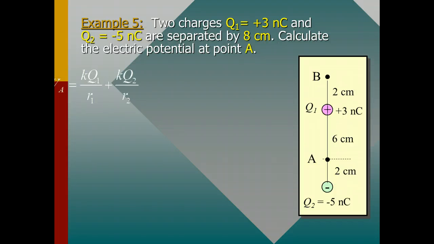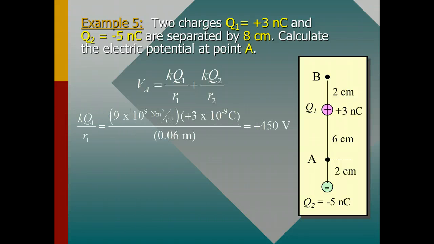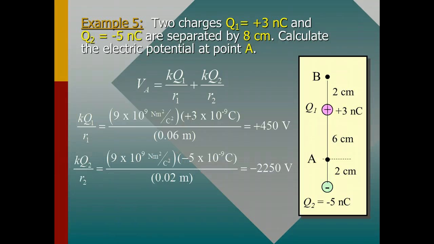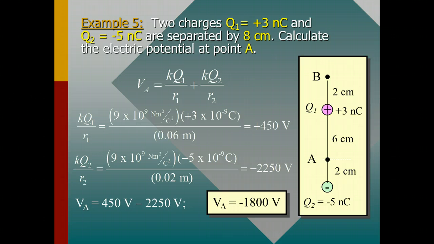And so here's an example of that. If we have these two charges, Q1 and Q2, we want to calculate the electric potential at point A. We have to add together those. So at point A, because of Q1, we would have 450 volts. At point A, because of Q2, we would have negative 2250 volts. So the net voltage, or the net potential, is negative 1800 volts.